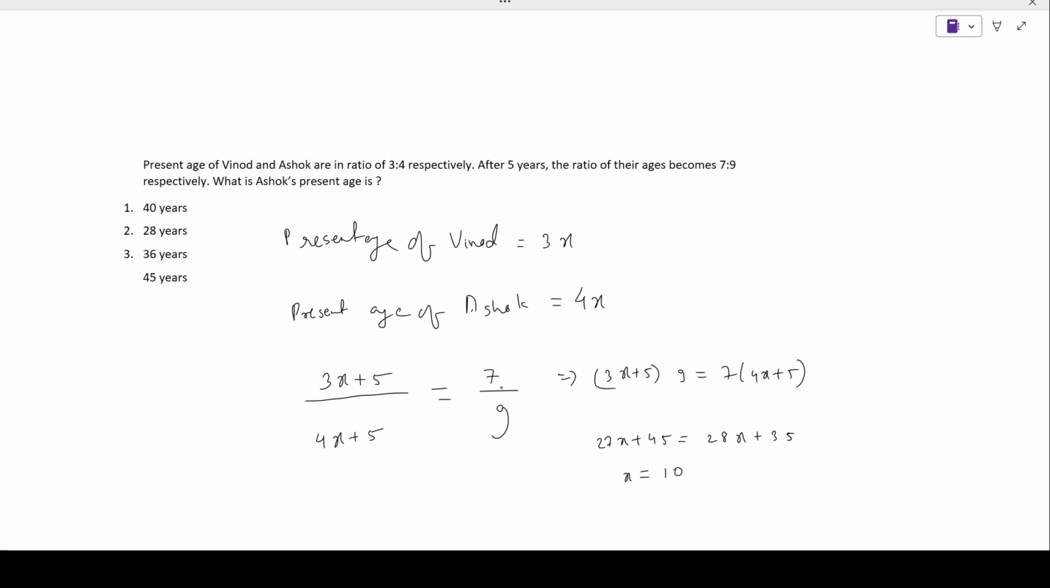We were asked what is the present age of Ashok. Present age of Ashok was 4x, 4x equal to 4 into 10 is equal to 40. 40 years. Answer. Moving on to the next question.